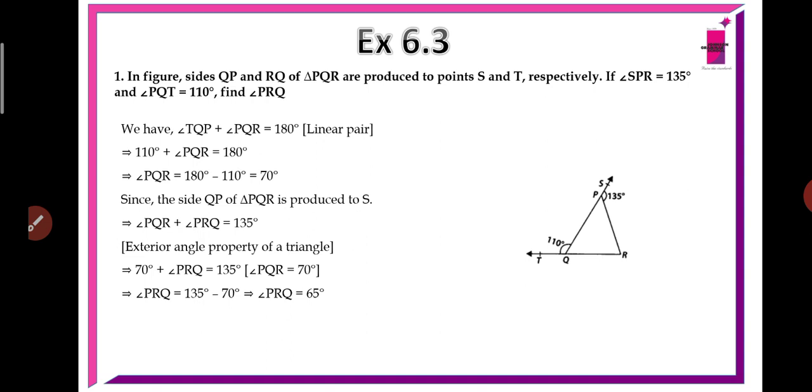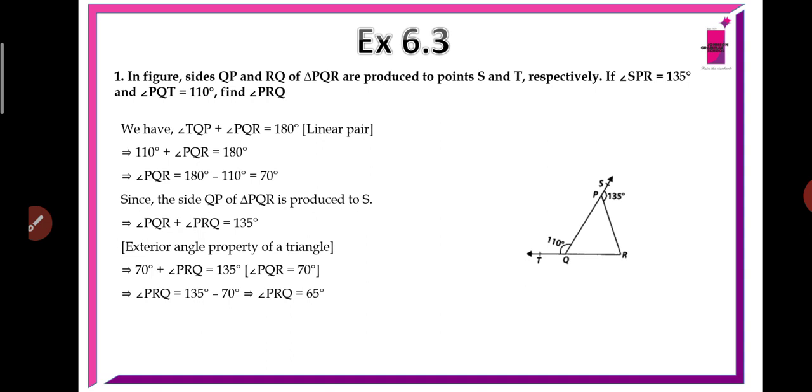We have angle TQP plus angle PQR equal to 180 degrees because they are a linear pair. You can see clearly in the figure, angle TQP is 110 already. So angle PQR, that is angle Q of triangle PQR, and the sum of both equal to 180 because they are a linear pair. If you simplify, you will get angle PQR equal to 70 degrees. So you got angle Q as 70.